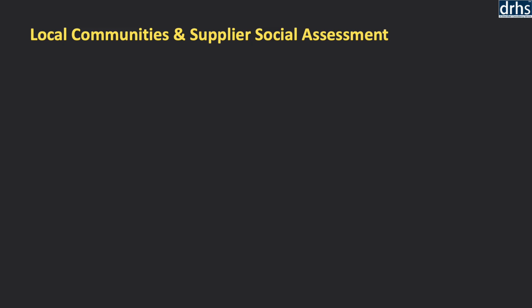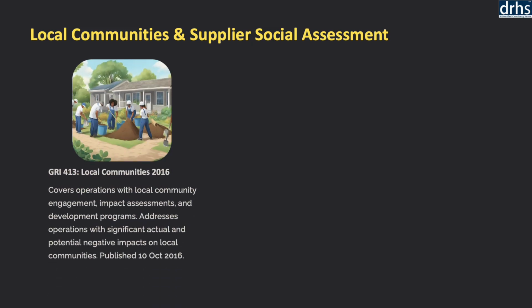These standards reflect a holistic approach to managing social impacts, ensuring that business operations contribute positively to society while mitigating adverse effects. GRI 413, Local Communities, 2016, emphasizes meaningful stakeholder engagement, requiring organizations to assess and disclose the impacts of their activities on surrounding communities. It encourages participatory development initiatives, impact assessments, and grievance mechanisms, thereby fostering trust and securing a social license to operate. The standard also highlights the importance of addressing potential risks in conflict-affected or vulnerable regions.